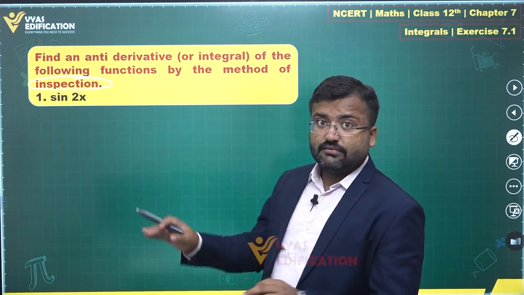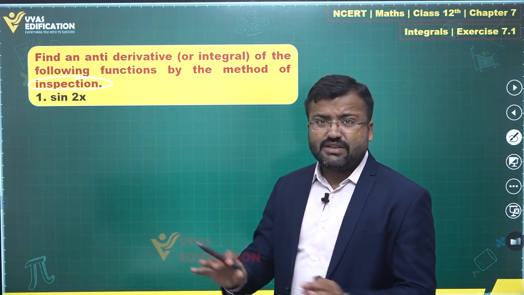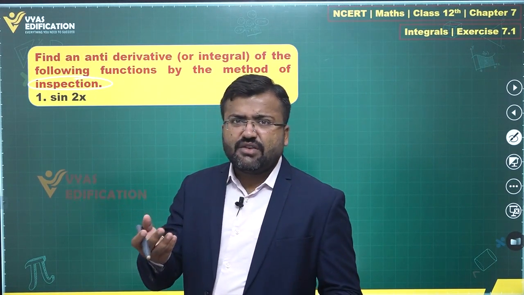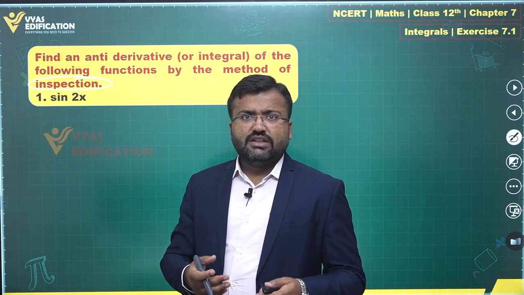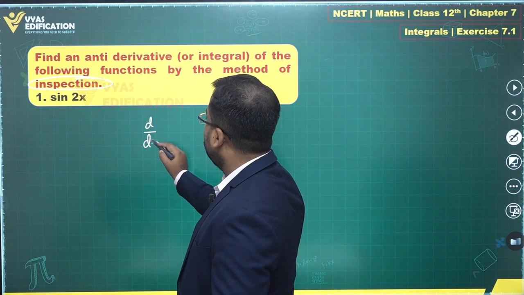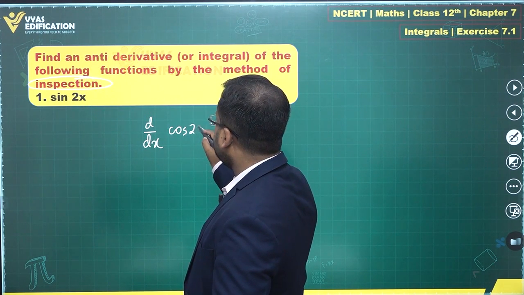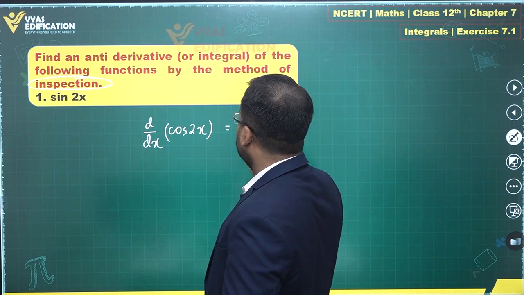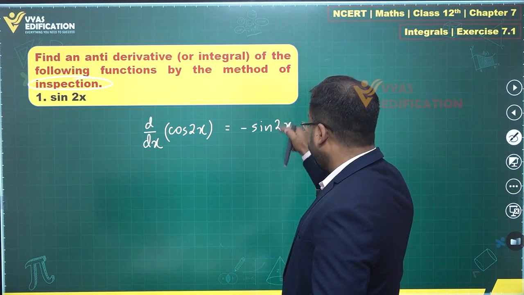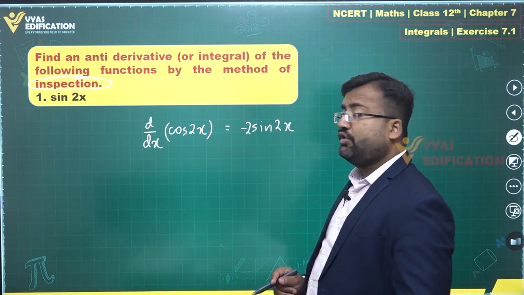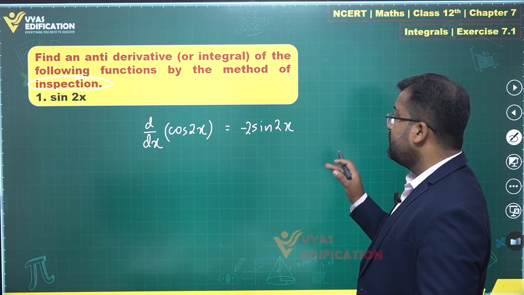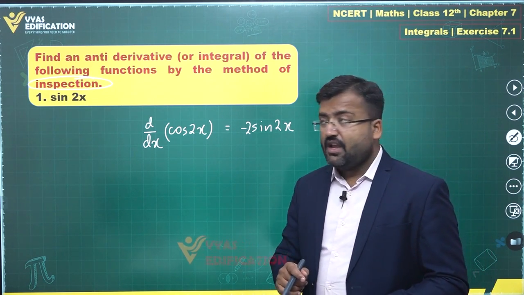Although if you have studied integration, you would realize that the integral of sin 2x is not a very difficult thing. But by inspection, it says, okay, sin 2x should have come from cos 2x, because the derivative of cos x is minus sin x, right? So the derivative of cos 2x is sin 2x with a minus, and there is a derivative of 2x as well, which is 2. So this is what you'll be getting. Derivative of cos 2x is minus 2 sin 2x. This is what you have, right?